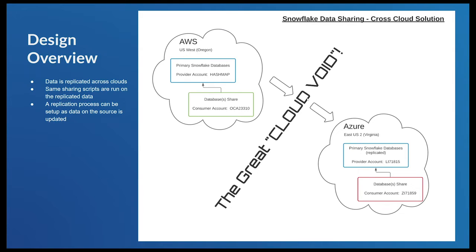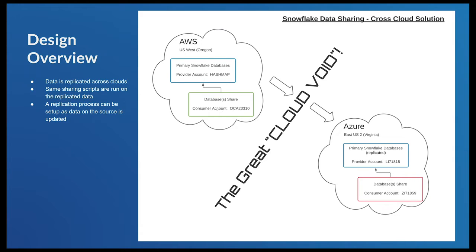But then we have to go through the great cloud void, right? We have to get that data out of the AWS Snowflake account into the Azure Snowflake account. So again, we're going to duplicate those databases across the platforms, and so it's going to show up as the exact same databases, but replicated into this account.